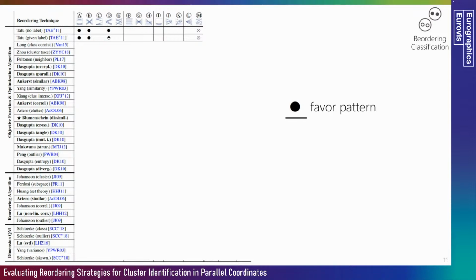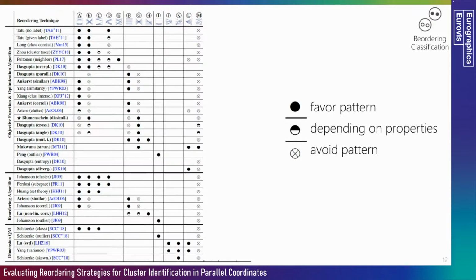Then we identified for each particular technique whether it favors a pattern, assuming that particular pattern is in the data, or whether it avoids the pattern. We also indicate if the mapping depends on the data or algorithm properties. We do this for all algorithms in the table. One can see that most algorithms are either designed to identify clusters or for correlations.